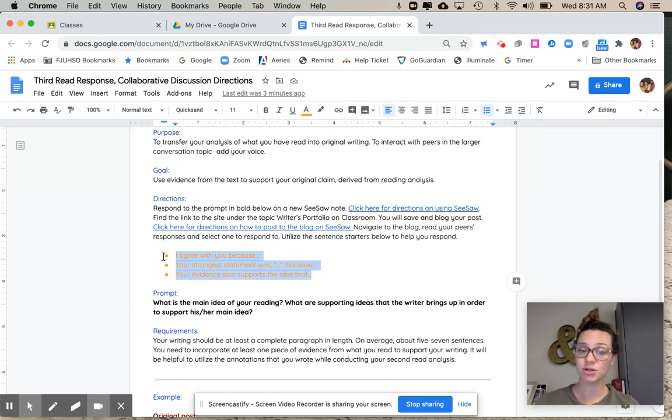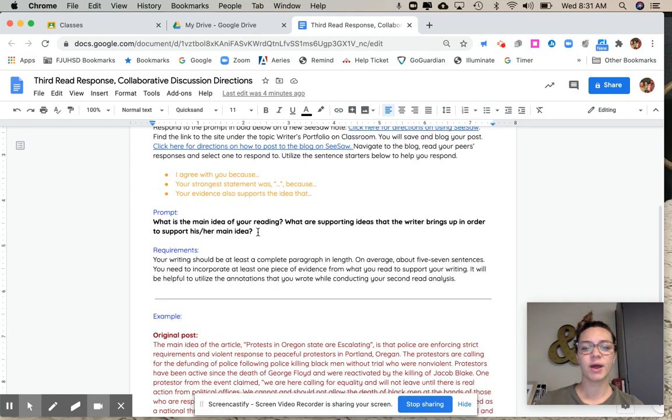So here's what you're actually writing. So that's how you're going to write it and what you're going to do. So your writing is about this question, basically. This is what you're answering in your Seesaw note. You're going to answer in your Seesaw note, what is the main idea of your reading? So basically, what's the point? What's the purpose? What is the writer writing about?